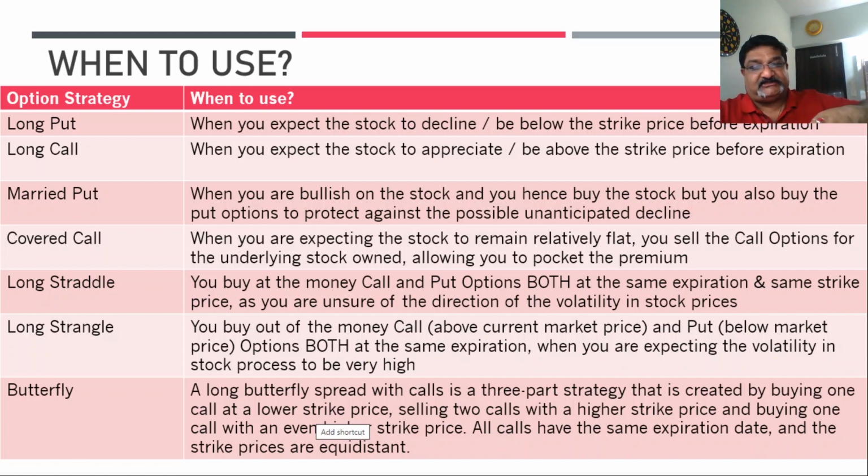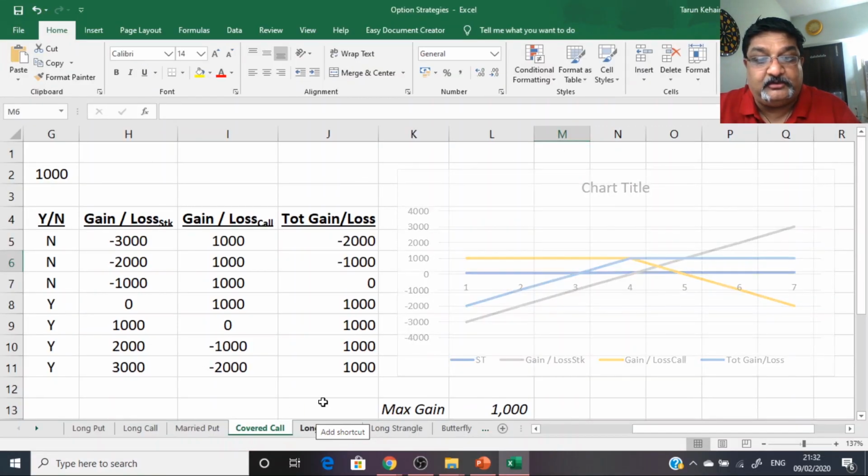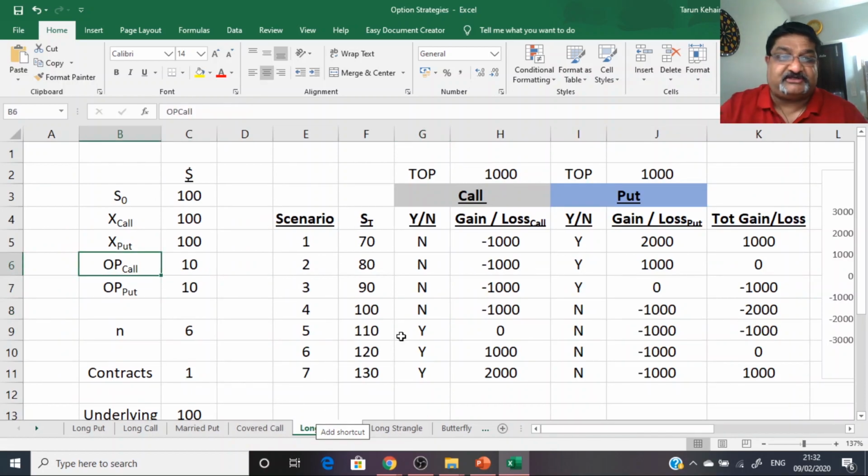So you hedge yourself by taking both the call and put options, both at the same expiration and same strike price. Mind you, in this case, these are both at the money options. Therefore, it's quite expensive to set up this long straddle strategy because you are investing in call and put options which are both at the money. Now let's look at it in more detail by looking at the construction.